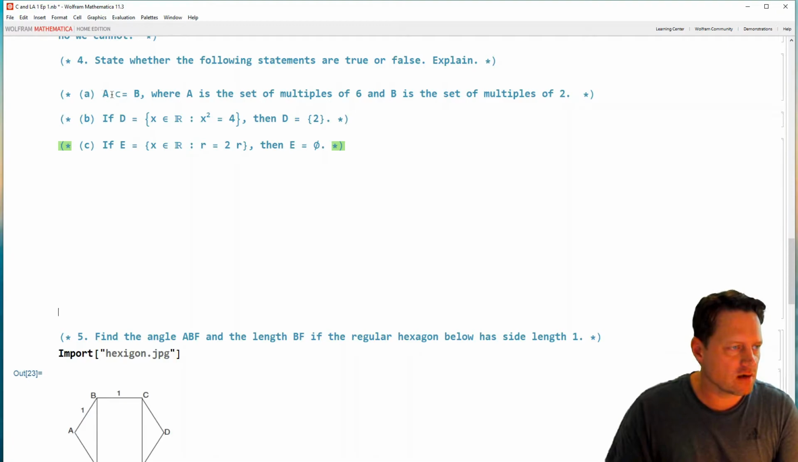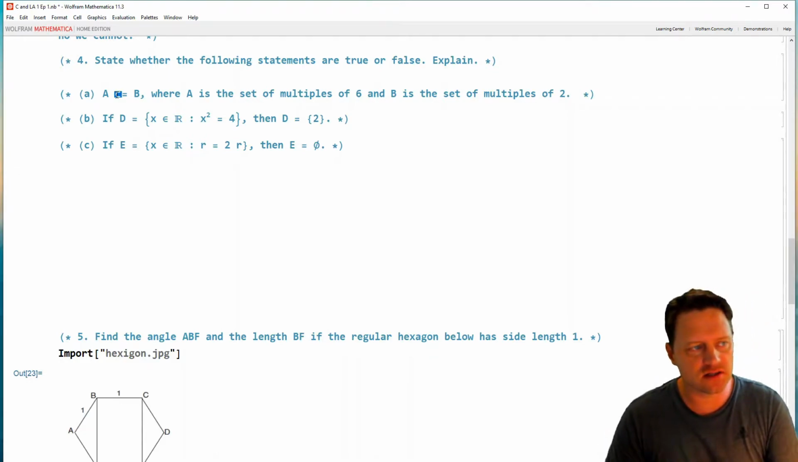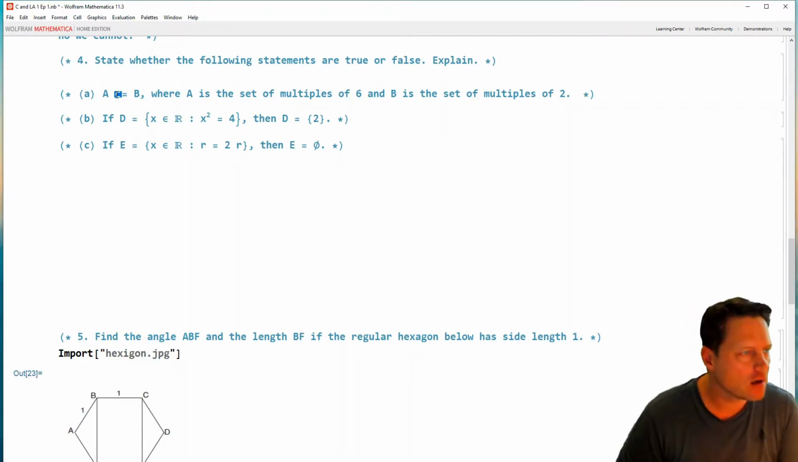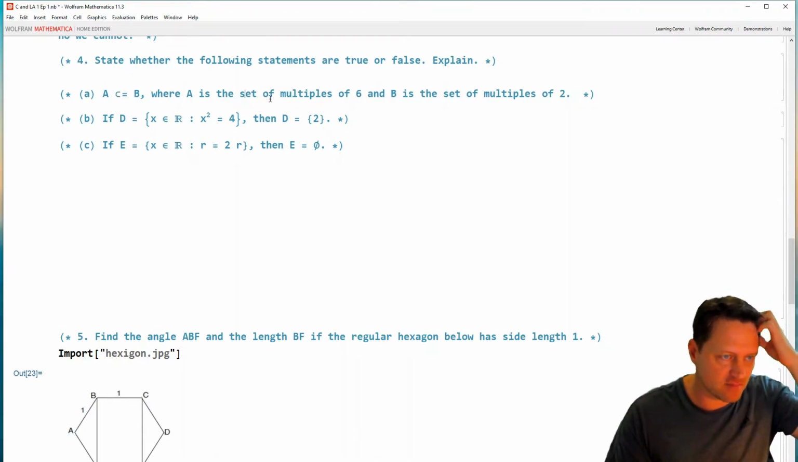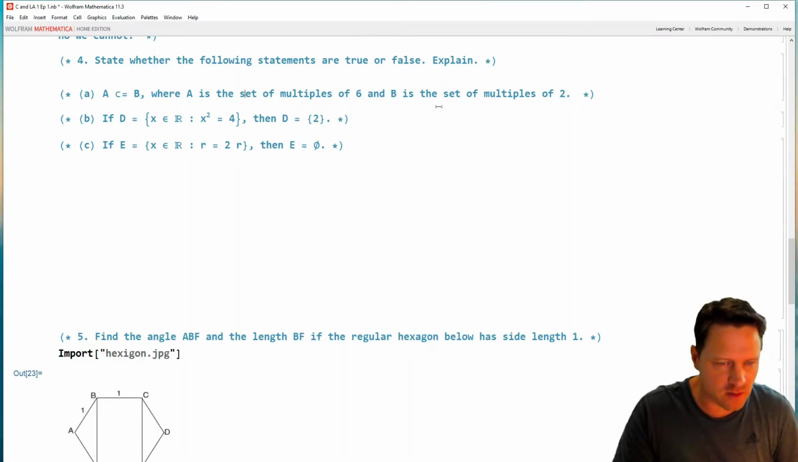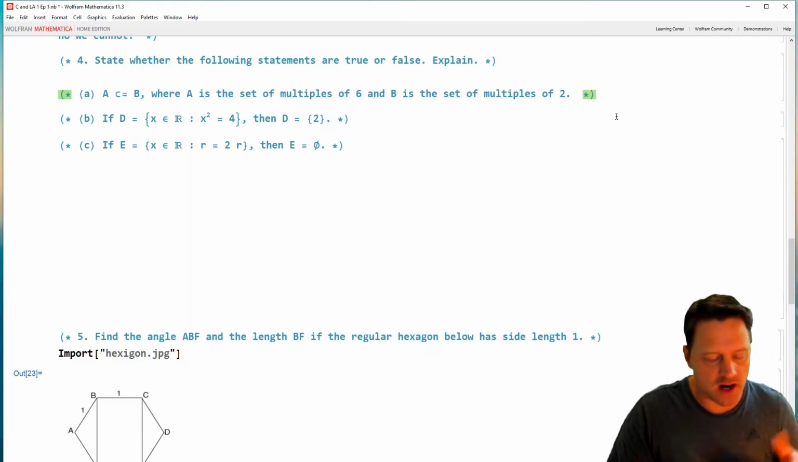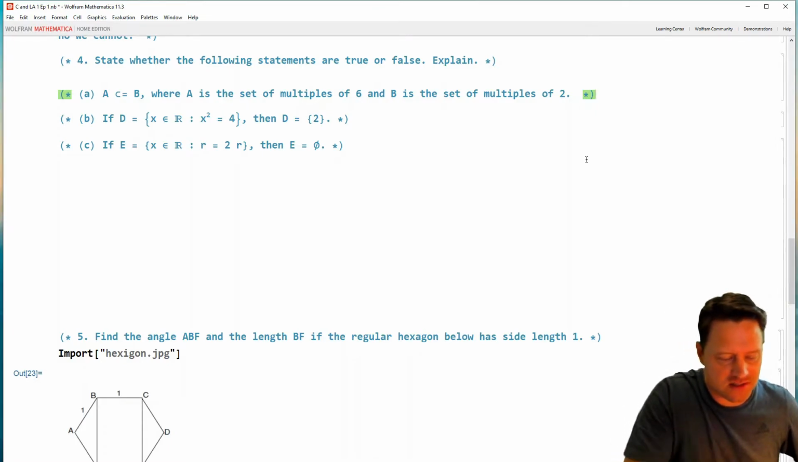Okay, so here I didn't quite have the right symbol, but what I want is this subset symbol with a horizontal line under it to mean a subset or equal to. Okay, so here we have A is a subset or equal to B, where A is the set of multiples of 6 and B is the set of multiples of 2. So let's just write out what these sets are.